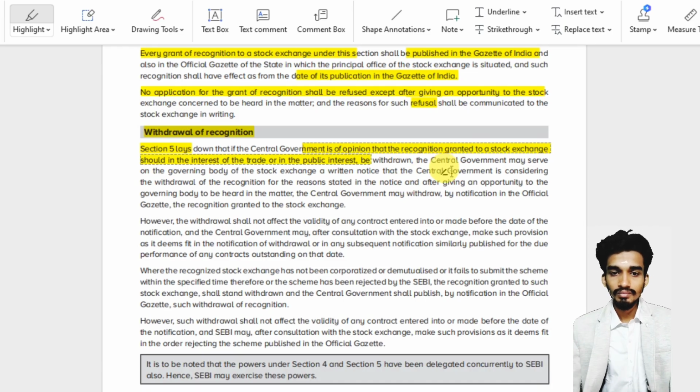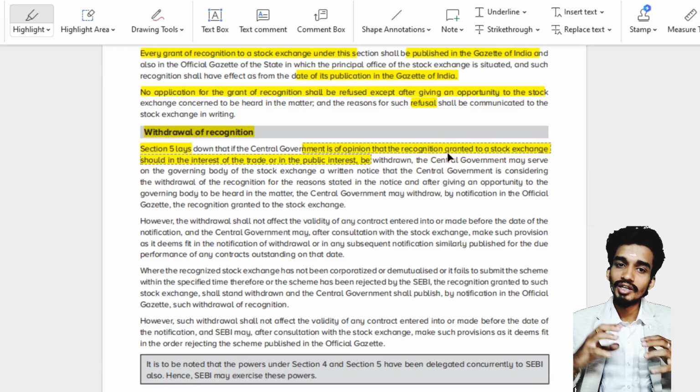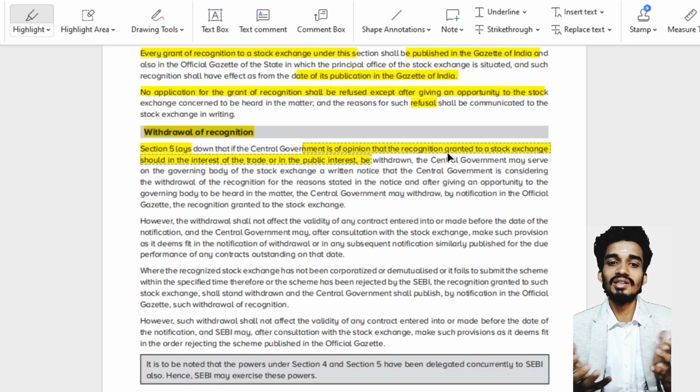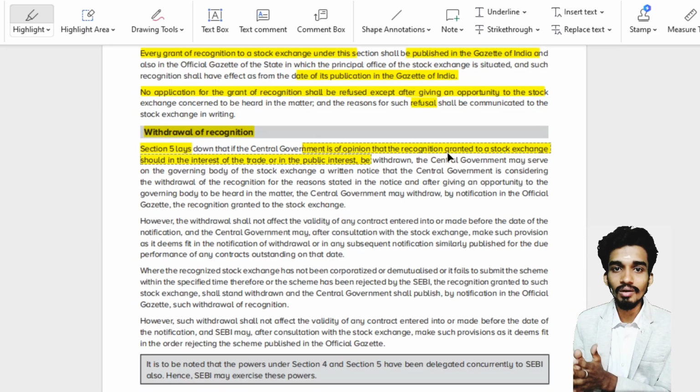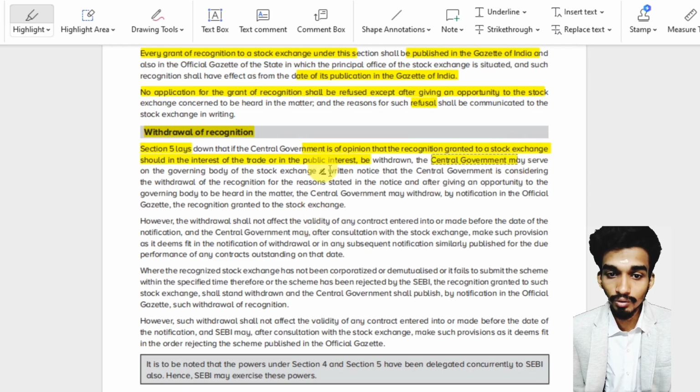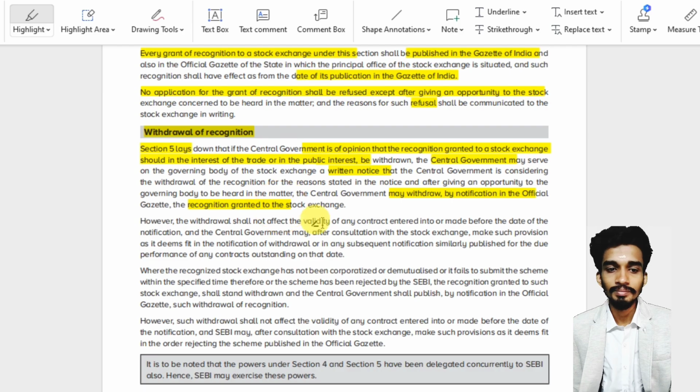And so for the purpose of recognition also, it should be in the public interest. And whenever the public feels that this stock exchange has to be withdrawn from the recognition, then the central government, after considering various other factors, may give a written notice before such withdrawal, and they may withdraw the recognition.